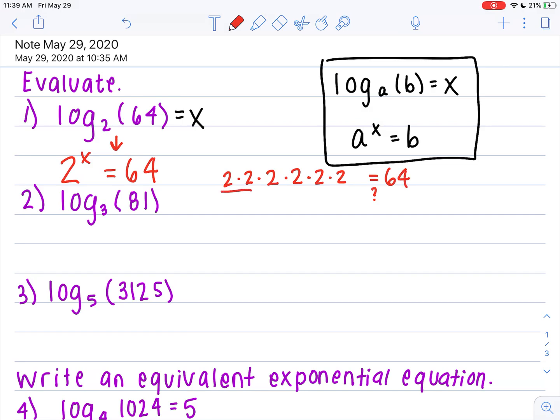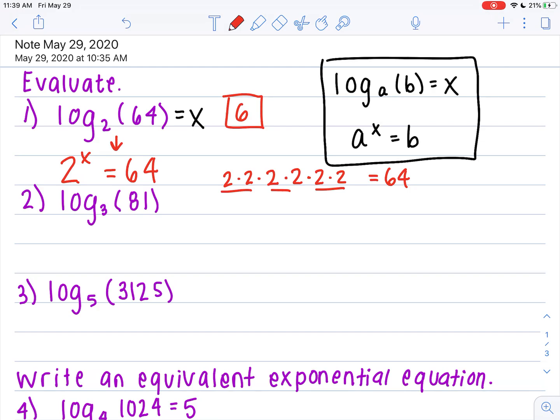So 2 times 2 is 4, right? This is also 4, and this is also 4, right? So now I'm just going to multiply 4 times 4 times 4. Well, 4 times 4 is 16, and 16 times 4 is 64. So how many 2's did I have to use? I had to use 6 2's in order to get there. So you just keep multiplying 2's until you get to that number 64 and count how many 2's you multiplied. So in this case, your answer is 6 because I used 6 2's. 2 to the 6th equals 64.